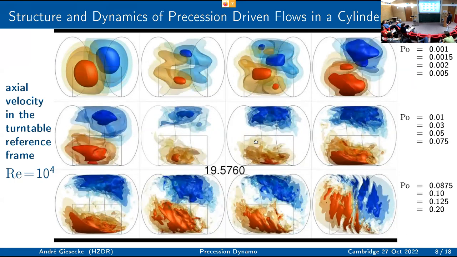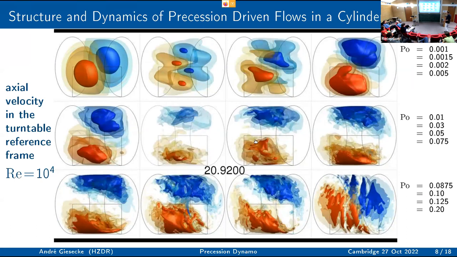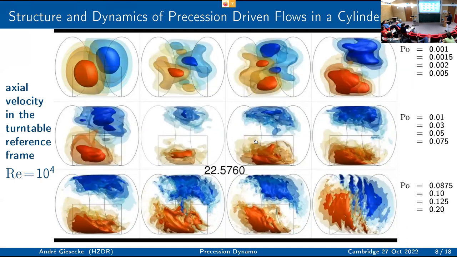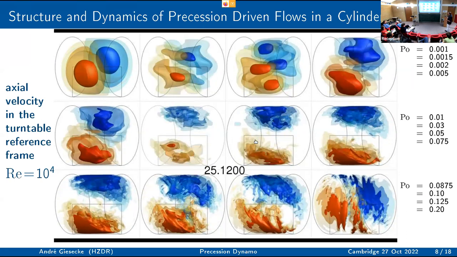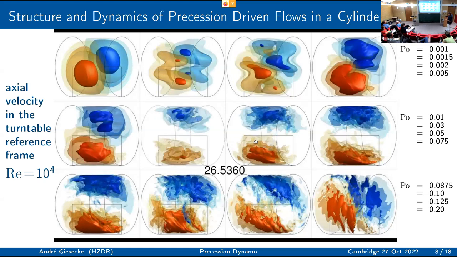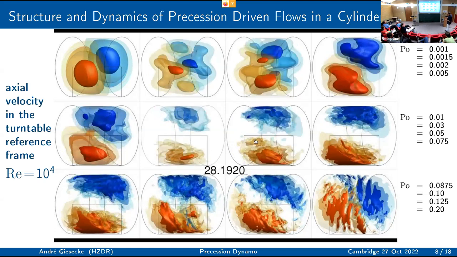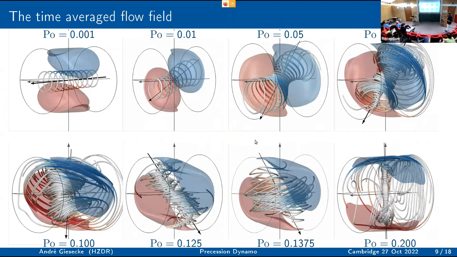And what is most important, in my opinion, for the kinematic model which I wanted to solve, is that we have a strong time-independent component, or the dominant component is always time-independent. So if you take the time average, the flow field looks much smoother, like shown here by these isosurfaces for increasing precession ratio. So this is basically the time average from the dynamical picture that I showed on the previous slide.